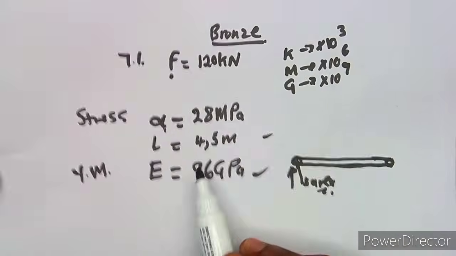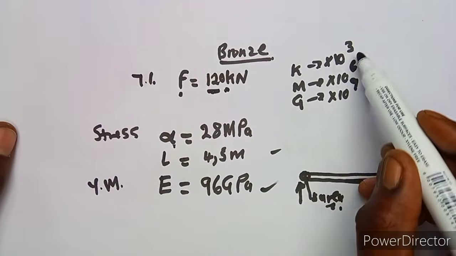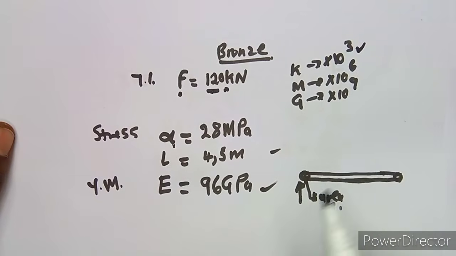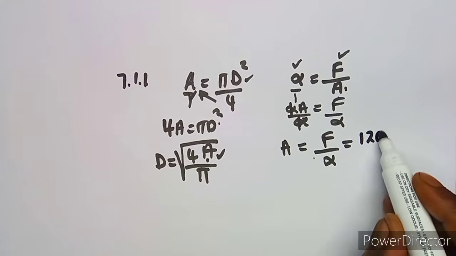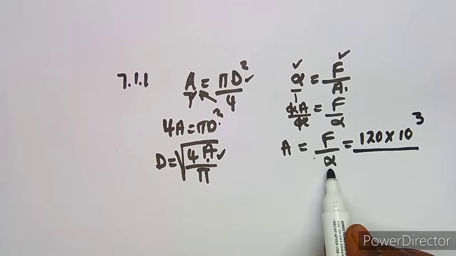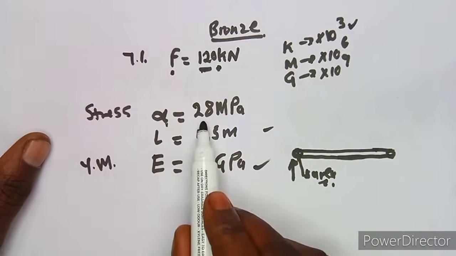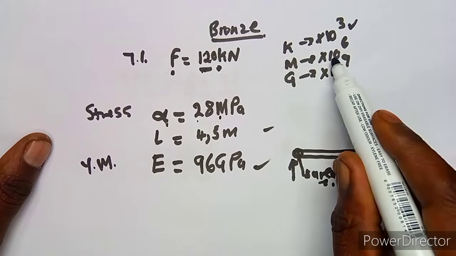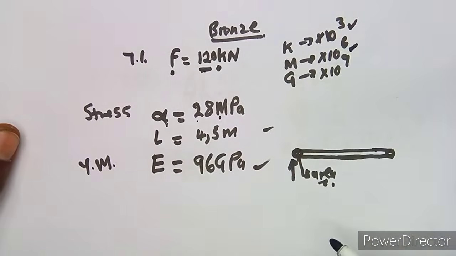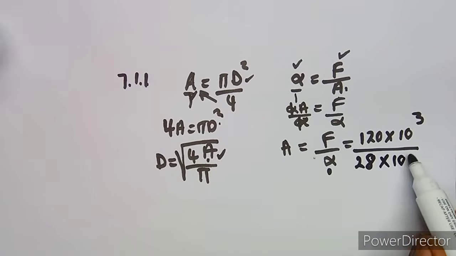What is our force? This is your force, which is 120 kilo, and you said kilo is times 10 to the power 3. So it's going to be 120 times 10 to the power of 3, everything over the given stress. Now what is the stress here? It's 28 mega, and you said mega is times 10 to the power 6. So it's 28 times 10 to the power of 6.